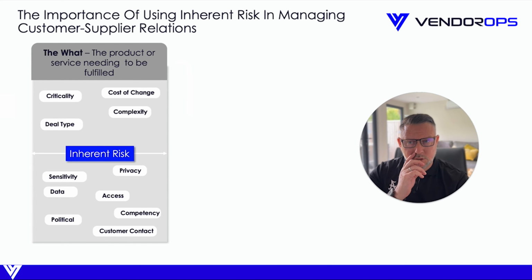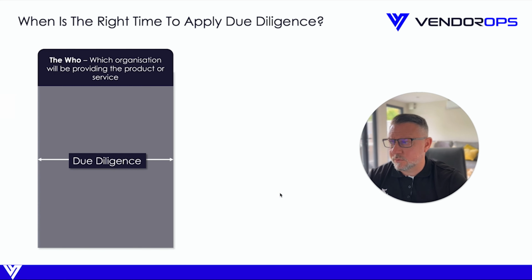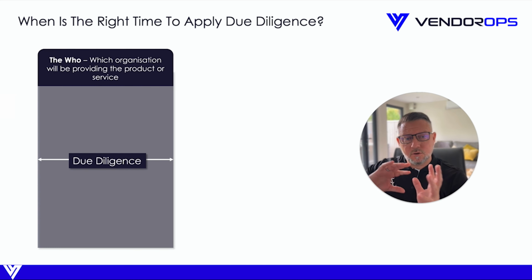There are a few things that you can consider in inherent risk in terms of putting them together and scoring them. We provide a framework where you can score each one out of a certain amount, and then you get a score at the end of it to work out what your inherent risk is of the thing that you're asking to do. How does that fit with due diligence? So when's the right time to apply due diligence? Well, you do typically the inherent risk before you go to market to look at what you're doing and inform how much rigor you need to put around what you're asking the market to tender for.